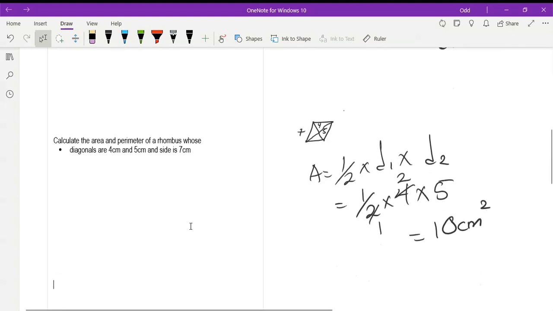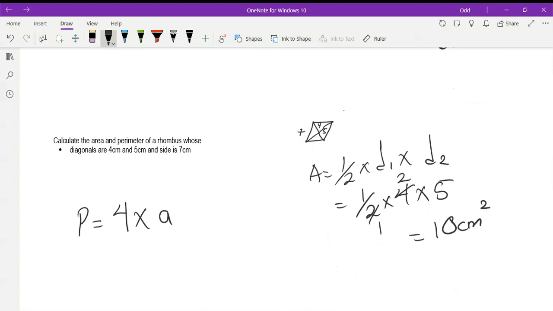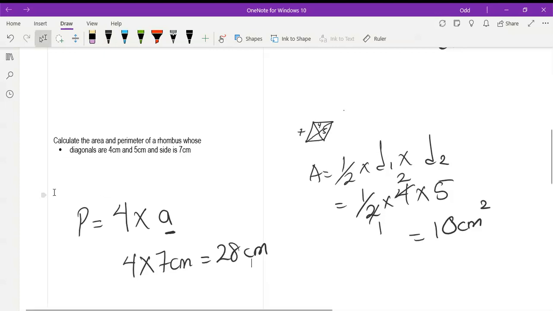And how about the perimeter? Perimeter is simply going to be 4 times a, which is our side. So that's going to be 4 times 7 centimeters, which is going to be 28 centimeters. So the perimeter of this rhombus will be 28 centimeters. Let's go to another question.